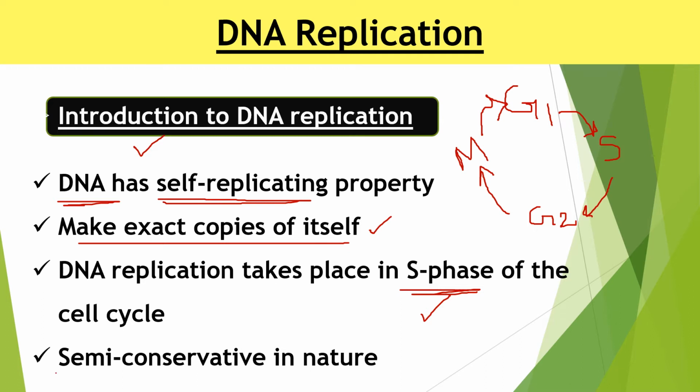This replication is semi-conservative in nature. This means that one strand of the DNA is old and the other one is new. So we are actually conserving one of the strands.